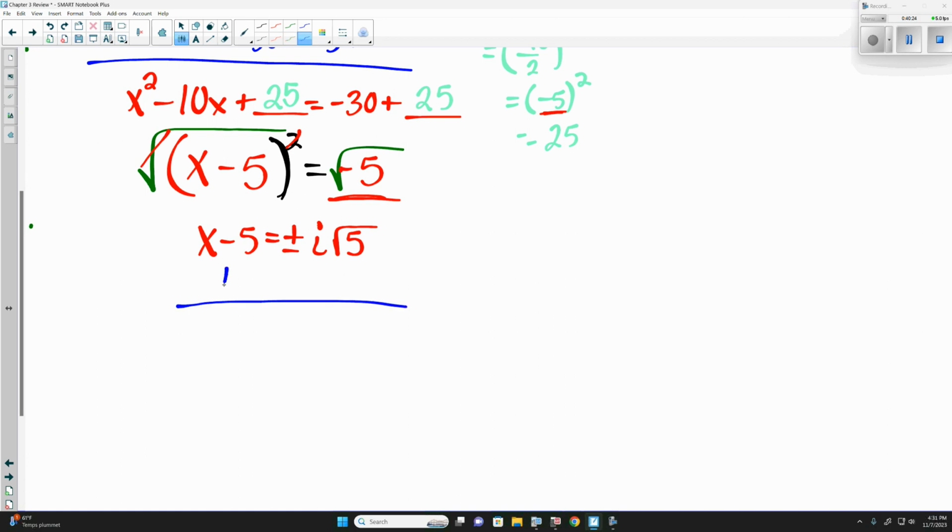Last but not least, we would add 5 to both sides, telling us x is equal to 5 plus or minus i square root of 5. We do get to the same answer. Here we didn't need to simplify. It worked out nicely. So we get these two here.